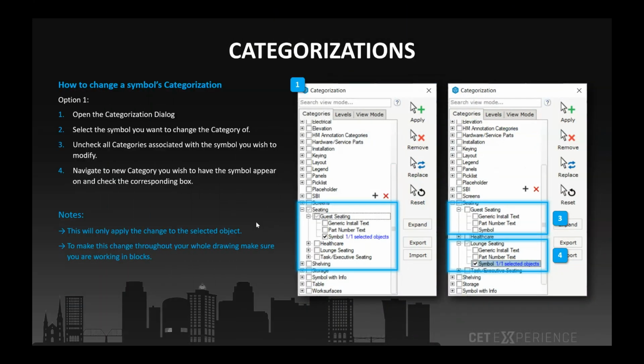Now that you know how to find an item's categorization, I'm going to show you how to change a symbol's categorization. Option 1 is opening the categorization dialog. You're going to select the symbol you want to change the category of. You're going to uncheck all categories associated with the symbol you wish to modify. And then you're going to navigate to your new category you want the symbol to appear on and select the corresponding boxes.